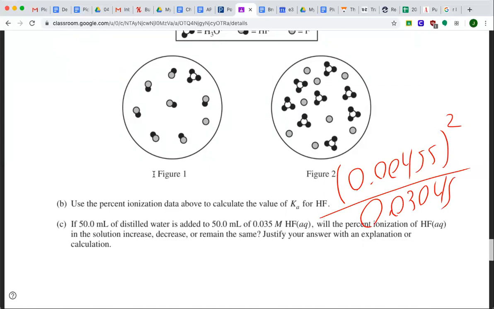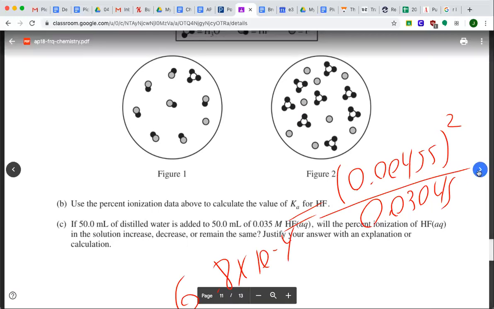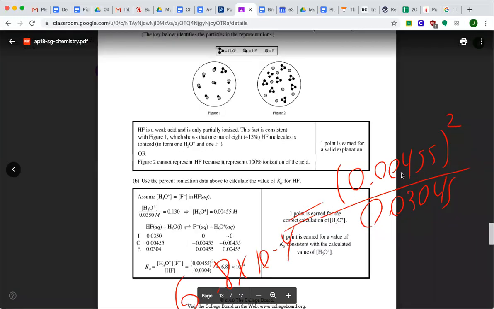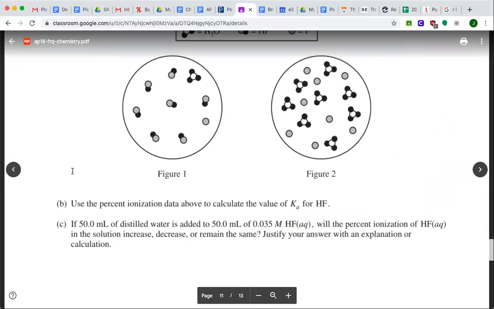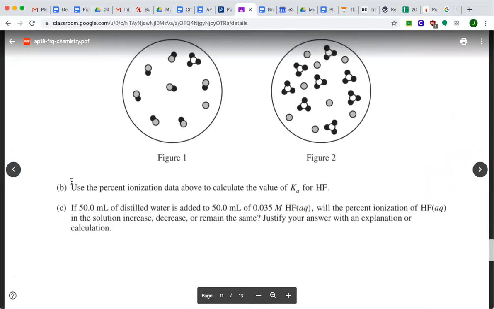So 0.00455 times 0.00455 divided by 0.03045. Okay, and that gives us 6.8 times 10 to the negative fourth. Tell me that's right. Yes, 6.8 times 10 to the negative fourth. Okay, that's good. And then the AP answers have a nice RICE table, but I don't really have board real estate to write one of those here.